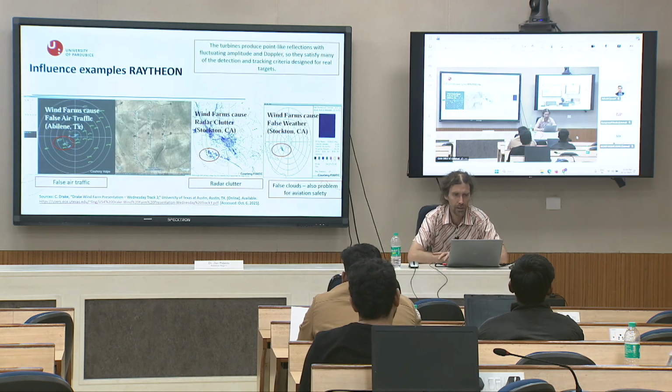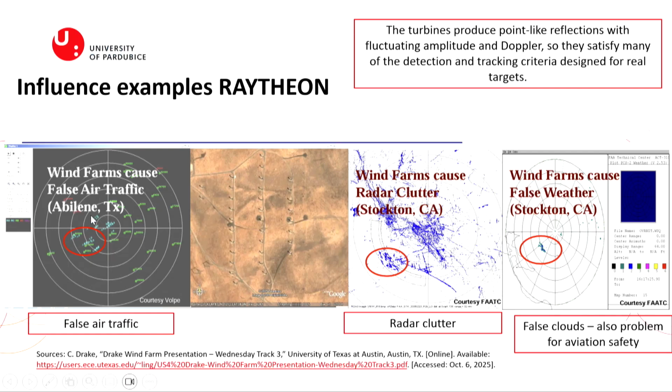This is another example. This is wind farms causing false air traffic. The air traffic system says that this is a target, that these are planes. Yeah, but they are not planes. This is showing an example of what wind turbines do to radar clutter. There are no clouds, no weather clutter, nothing. It is wind turbines. But it is also a problem. Imagine that you send information to planes: okay, there are storms, you can't use this airport, you need to go to another place. No, it is wind turbines.